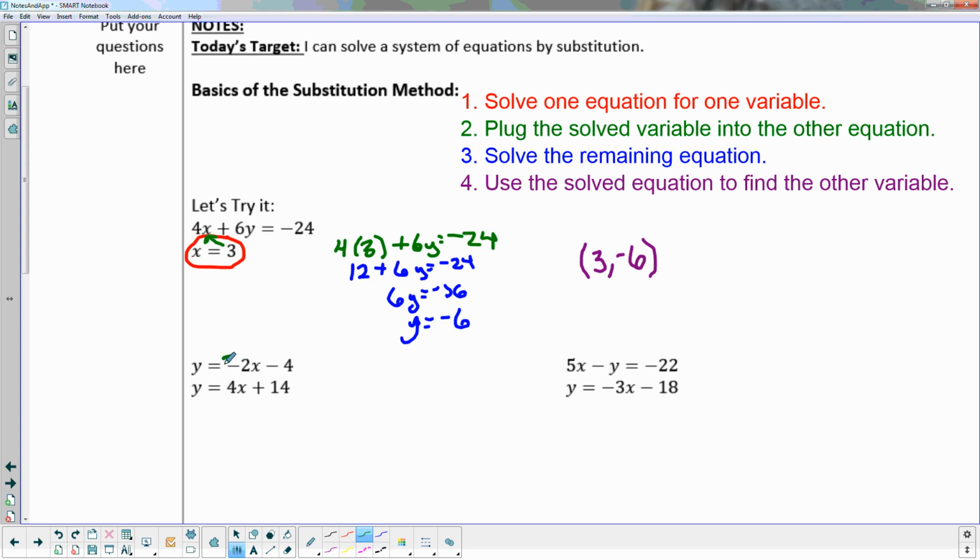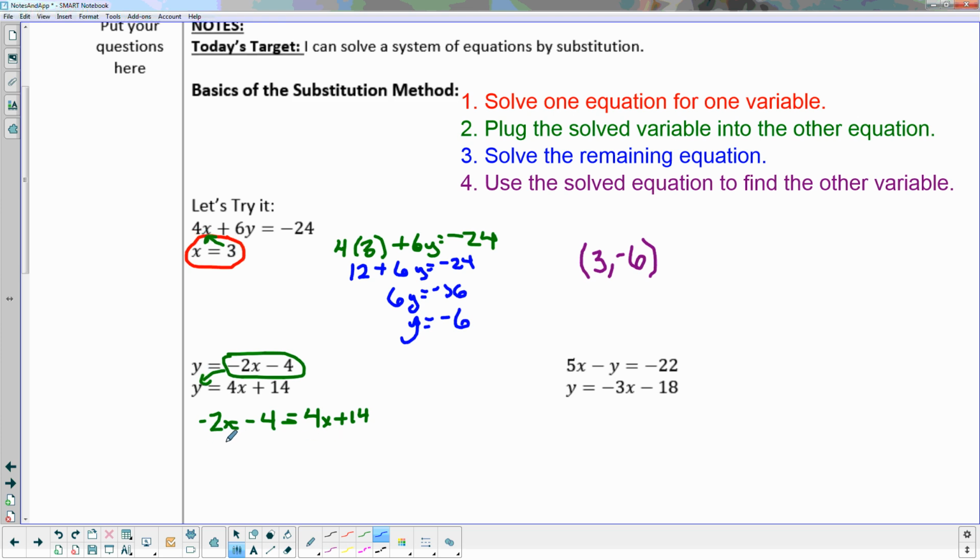Now I'm going to take what y equals, and plug it in for y in the other equation. Okay, so this one's going to look a little bit different, but it's negative 2x minus 4 equals 4x plus 14. Now I want to solve that remaining equation. So I have x's on both sides. That makes this a little bit more difficult, but not terribly.